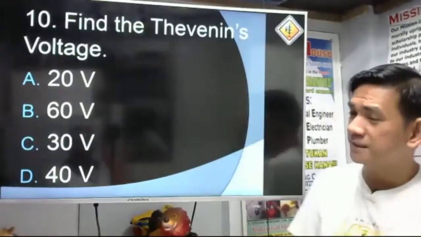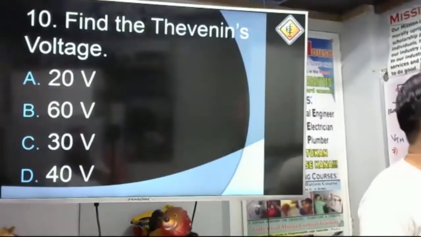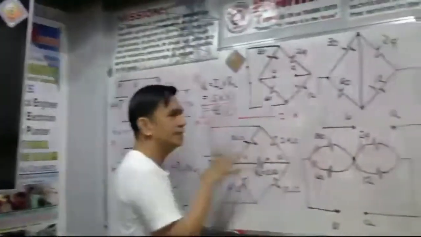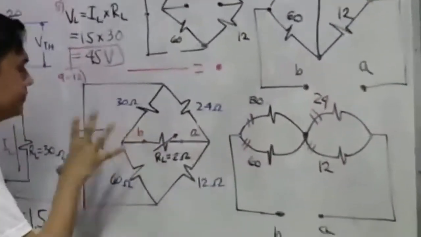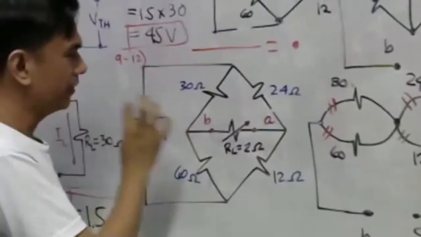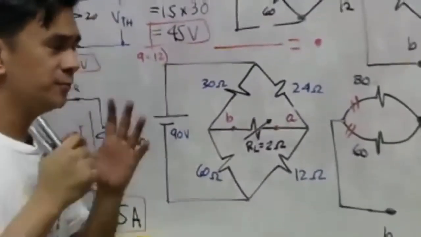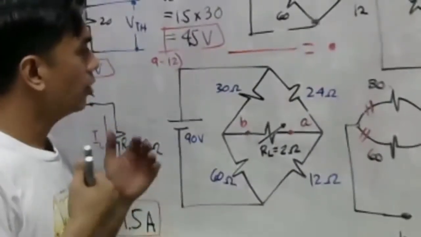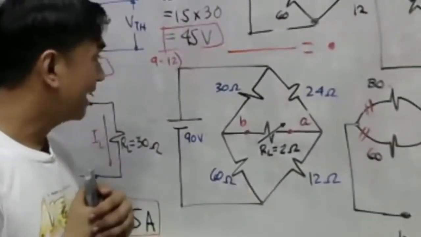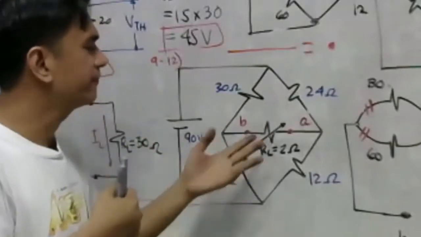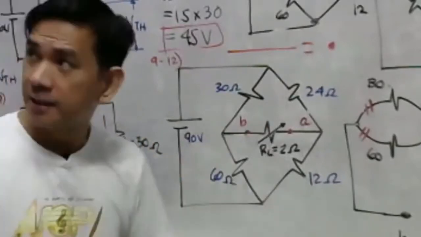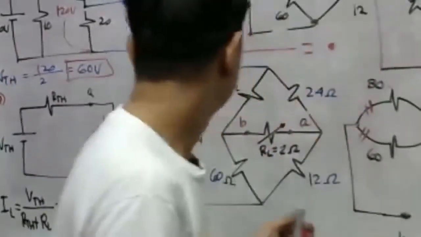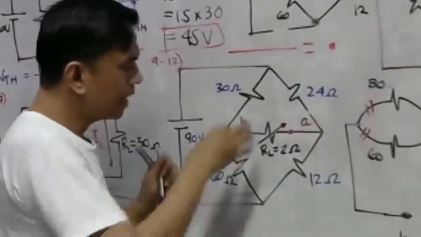Find the Thevenin's voltage. Okay, this is harder. Thevenin's voltage. Let's go back to our original circuit here. Find the Thevenin's voltage. First, in getting the Thevenin's voltage, we have to get first our currents. So let us remove first our RL here. This is for number 10. For the Thevenin's voltage, first we have to remove our RL here.